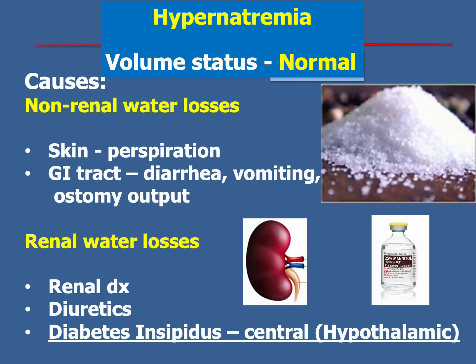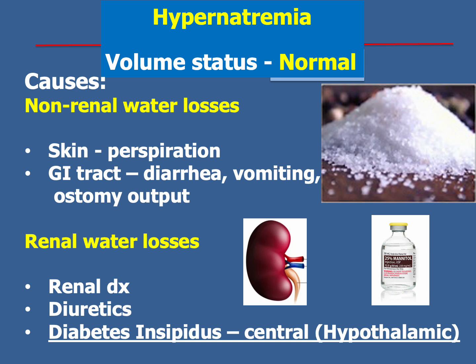The causes of hypernatremia can be renal or non-renal. The non-renal causes include perspiration, vomiting, and diarrhea. The renal causes would include renal disease, diuretics, and hypothalamic or central diabetes insipidus.